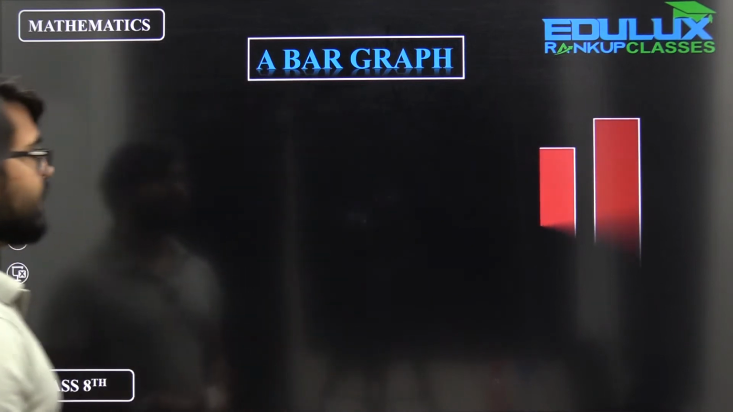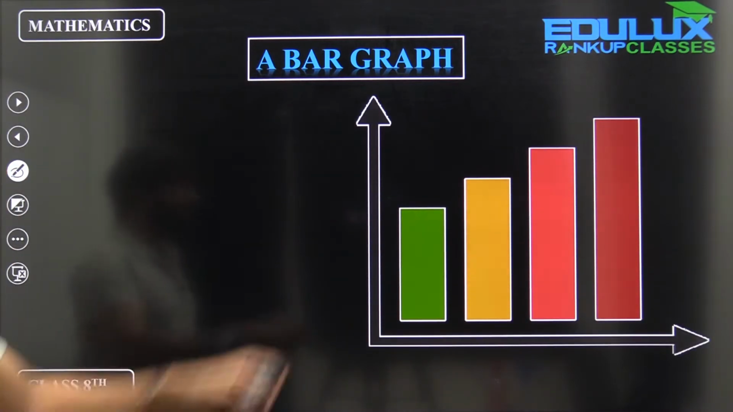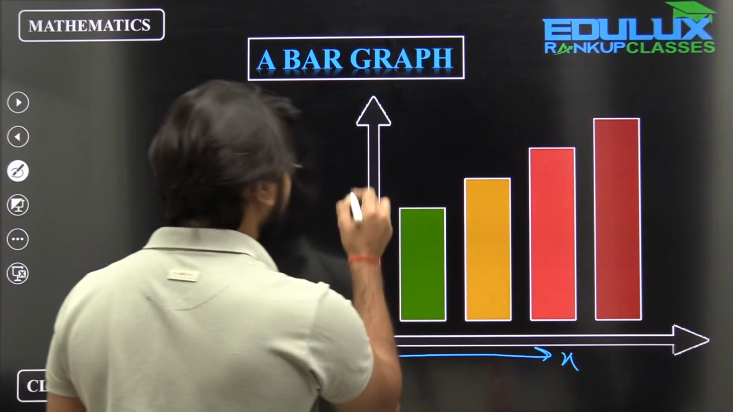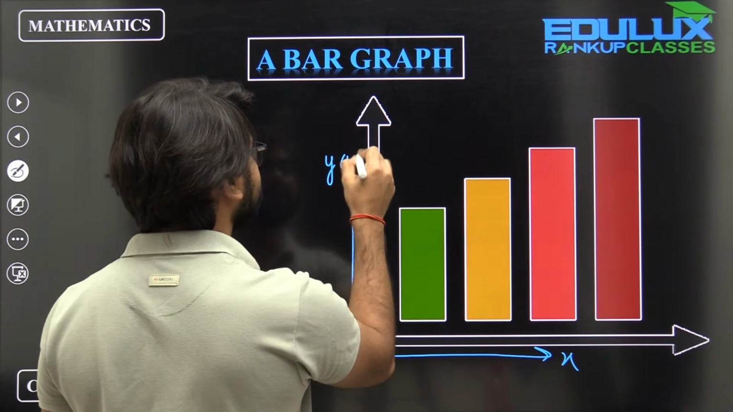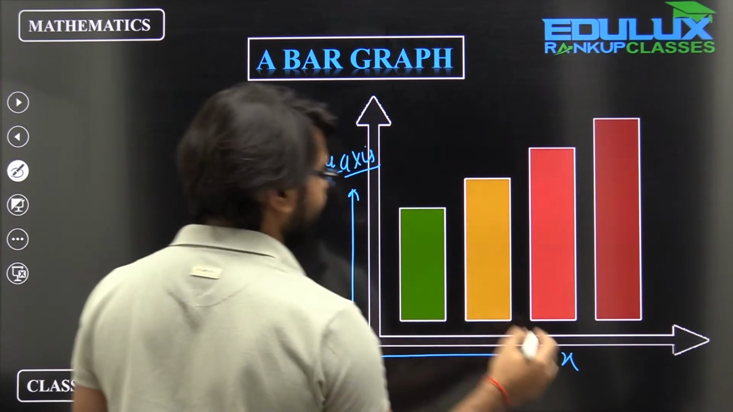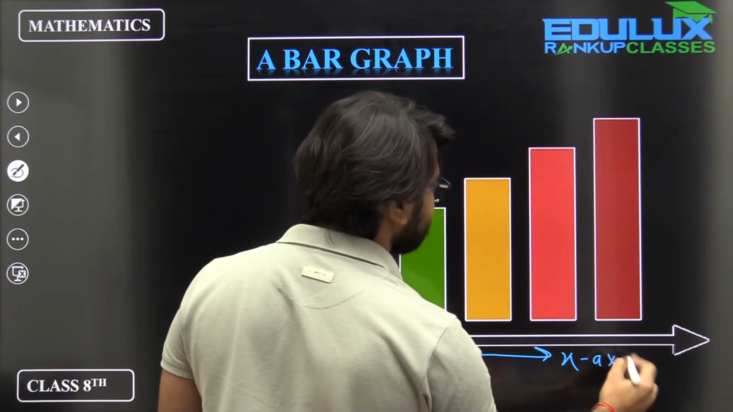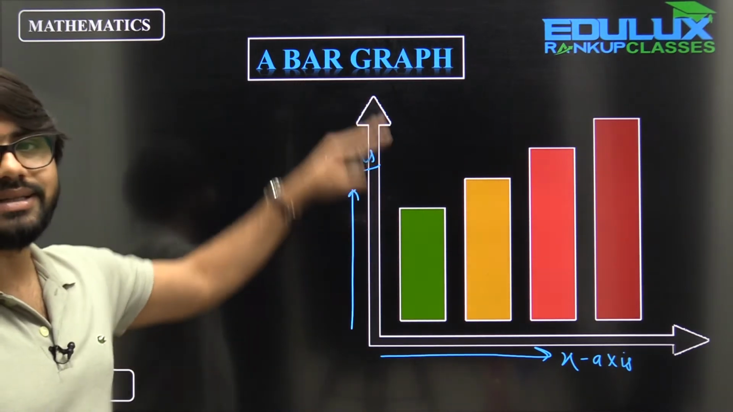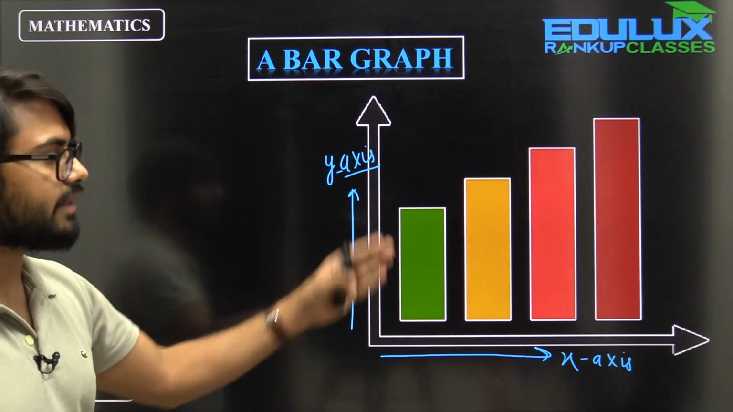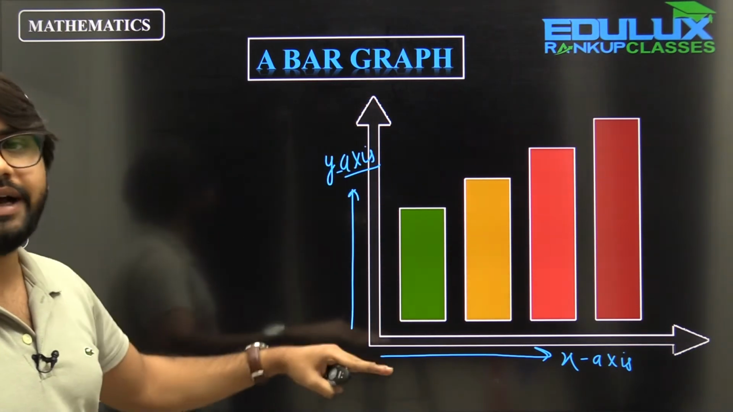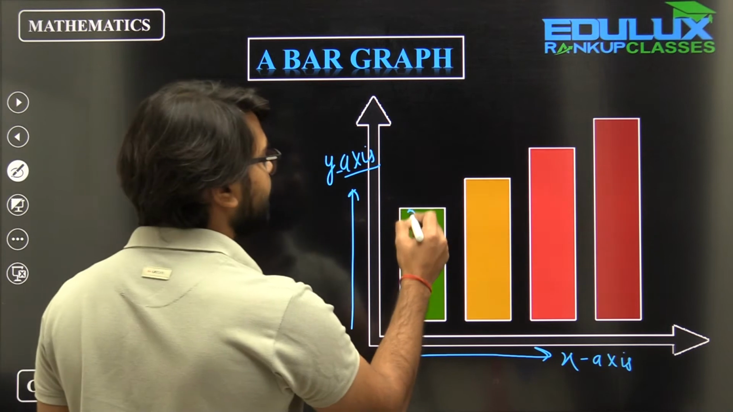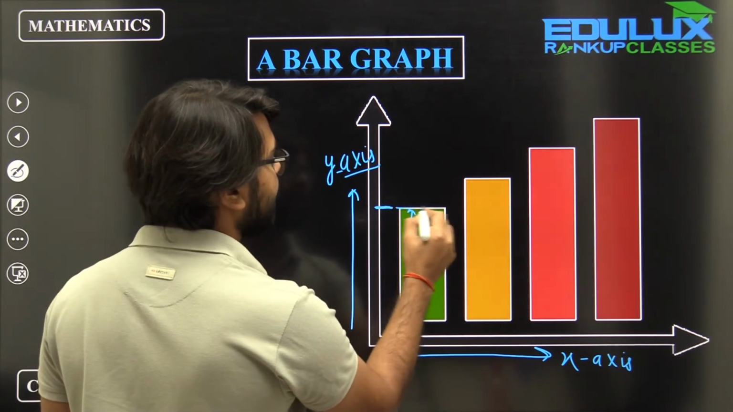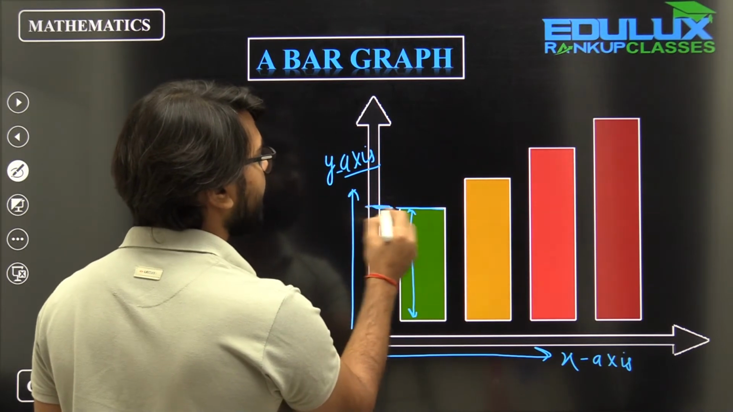Okay, so as you can see, we have a bar graph here. In this case, we have an x-axis and a y-axis. Along the x-axis we provide some data, and the number of people liking or disliking that product is given along the y-axis, and the height of this bar represents the number of people. So this bar goes up to here.